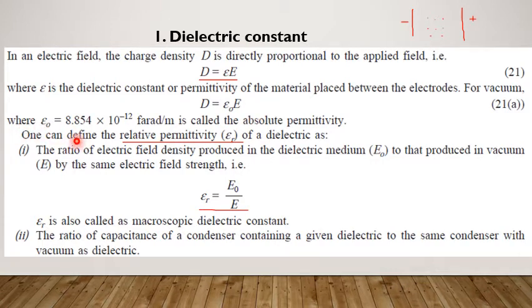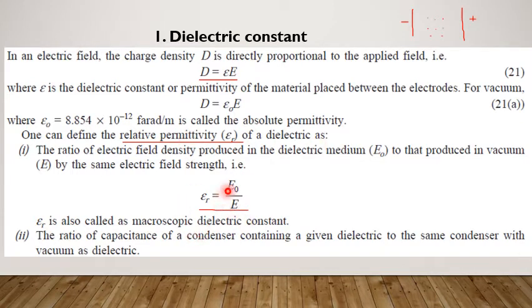And epsilon naught value is 8.854 into 10 to the power minus 12 farad per meter, and epsilon naught is called absolute permittivity. Now, what is relative permittivity of a dielectric material? This dielectric constant is a term of dielectric material. Likewise, absolute permittivity is also a term related to dielectric materials. So relative permittivity is also a term used for dielectric material.